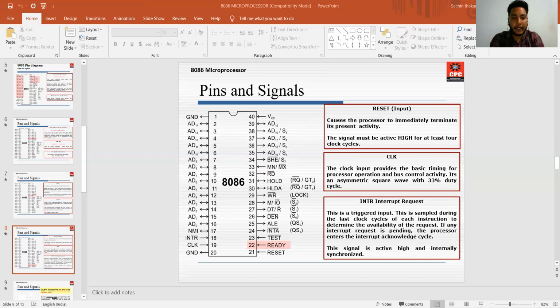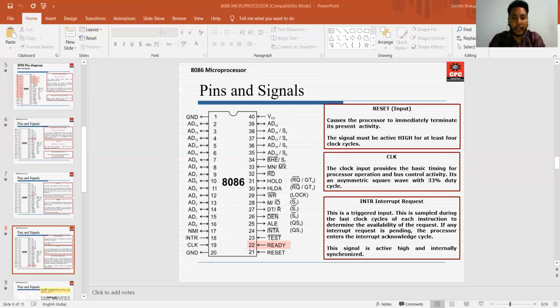The function of the reset pin is a reset input, which causes the microprocessor to reset itself. Means the microprocessor resets itself with the help of this pin. When the 8086 resets, it starts the execution from the memory location FFFF0H. The reset signal is active high and must be active for at least 4 clock cycles.